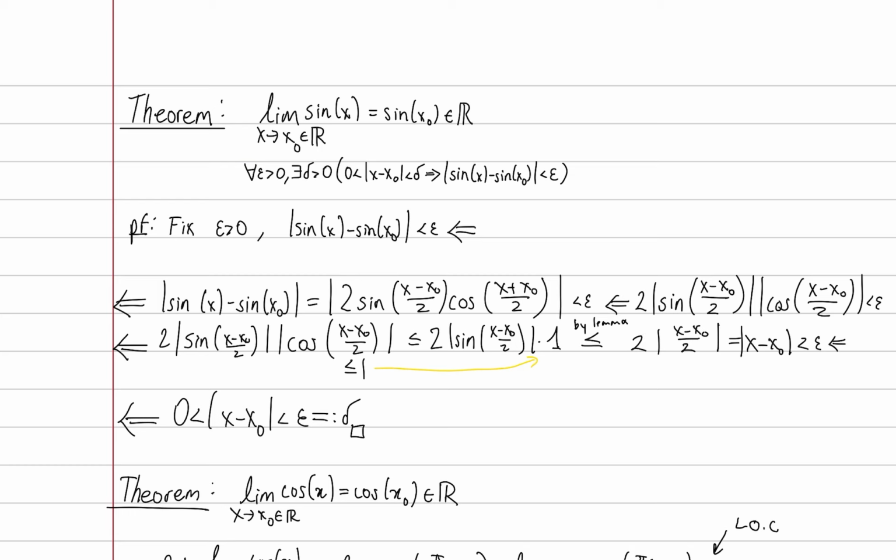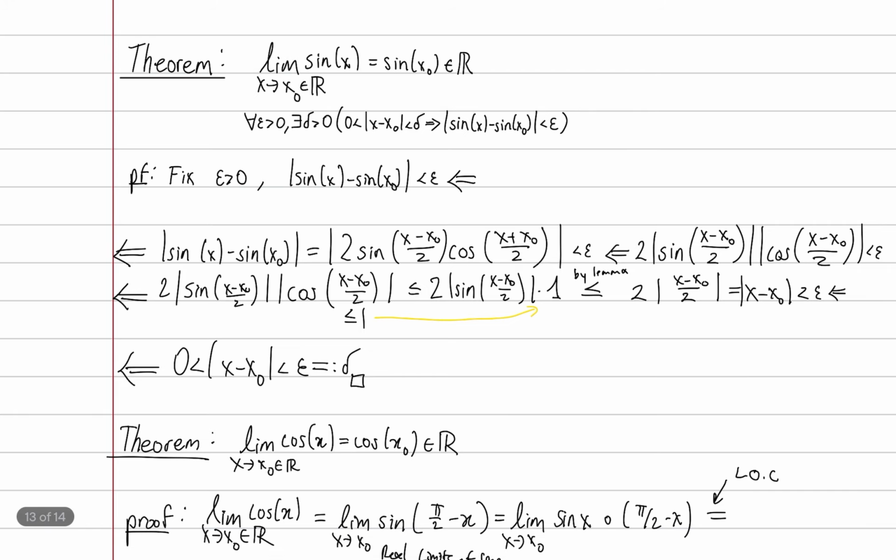So we're just going to get this is less than epsilon, which, what did we know that can be implied by 0 being less than the distance between x and x naught, which is less than epsilon, and we'll just choose that to be our delta, and that is our proof.